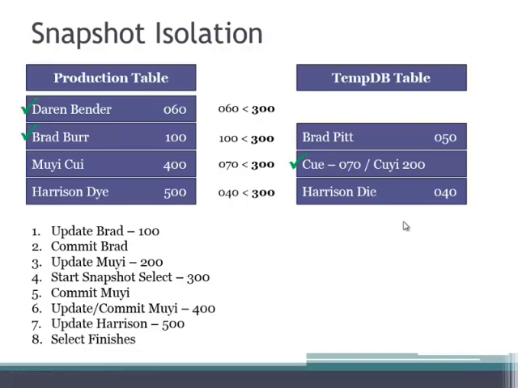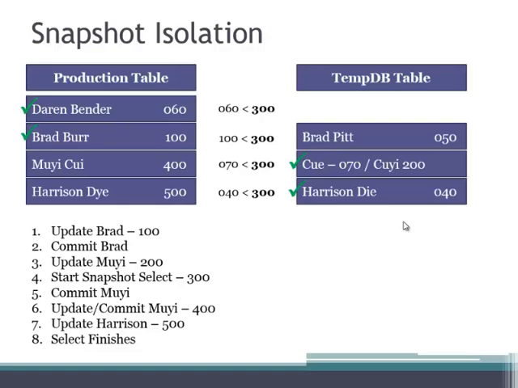So it will look and say the largest version ID that's less than 300, that's not part of a transaction that was open when we began our select, is 40, and we'll get Harrison Dieback. And this is really the power here of snapshot isolation.